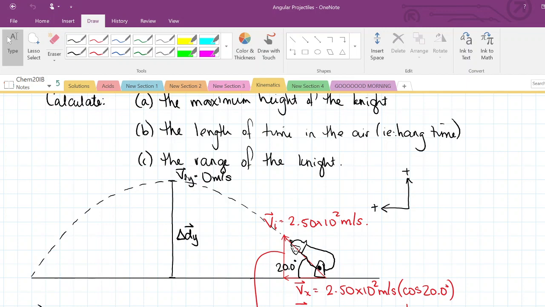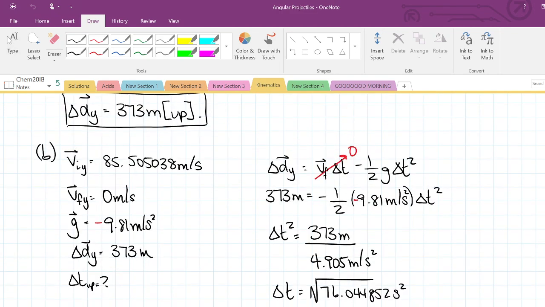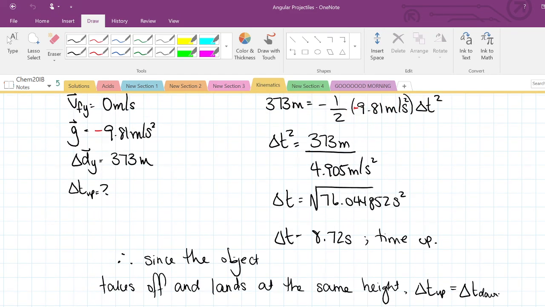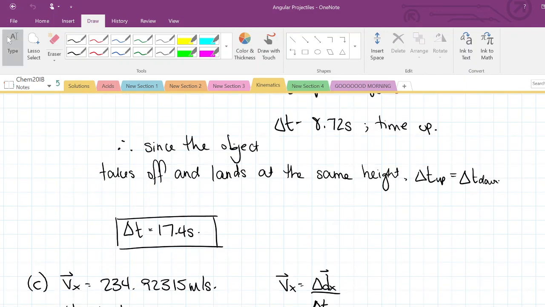So as soon as you've got an image like this, where the trajectory starts at the same place as it finishes off in the y direction, the time up will equal the time down. And so the nice thing about those problems is that it doesn't really require any more calculations or kinematic formulas. All I need to know is if my time up is 8.72 seconds, my time down is 8.72 seconds, I just need to double this time that I calculated. So since the object takes off and lands at the same height, time up equals time down, and so my total time is 17.4 seconds.